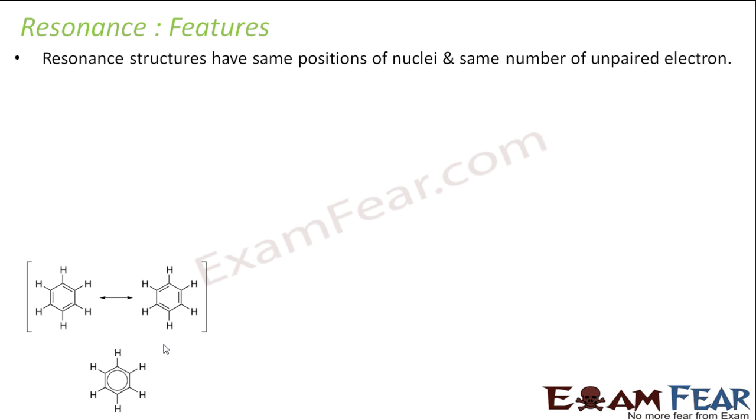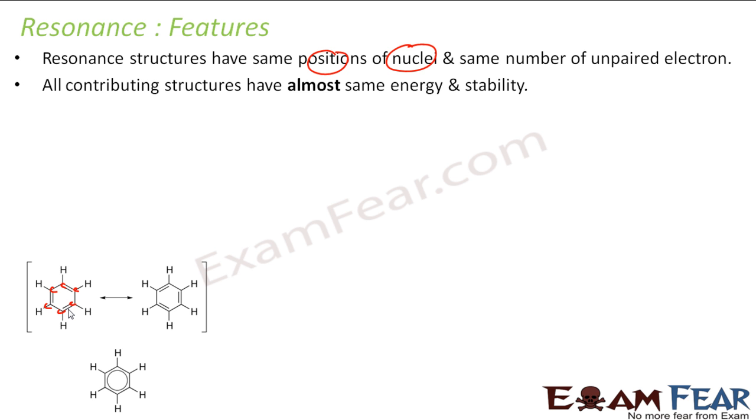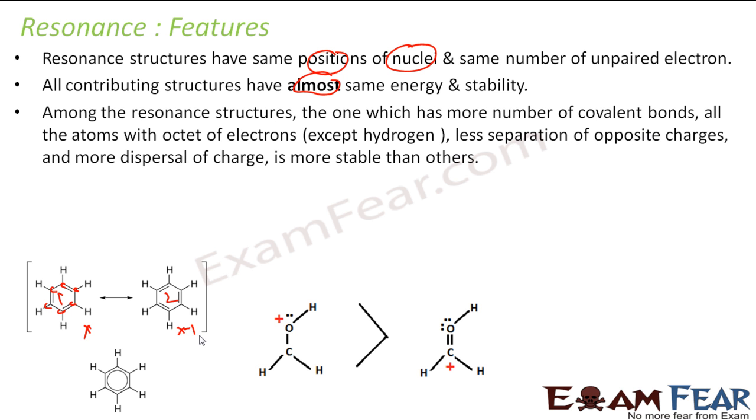So the first feature is that all the resonance structures should have the same position of nuclei and the same number of unpaired electrons. You see, the position of nuclei is all the same. In all these, right, you have 6 carbons in the same positions and hydrogens in the same positions. That is the first feature of resonance. The next is all contributing structures, contributing structures 1 and 2, they'll have almost the same energy. Please note, not exactly the same, almost the same energy. If it is X, it will be X minus 1 or something. Almost the same energy, or X plus minus 1.